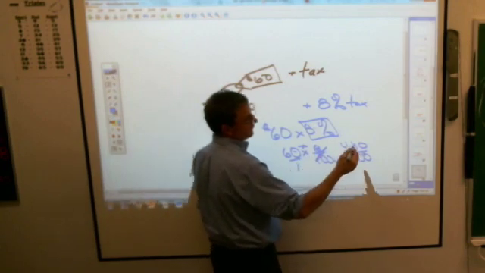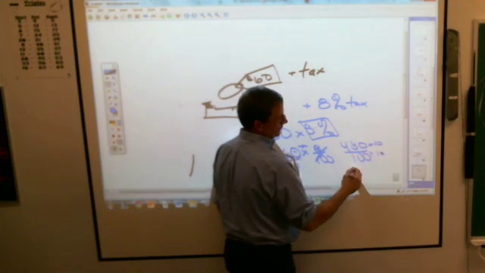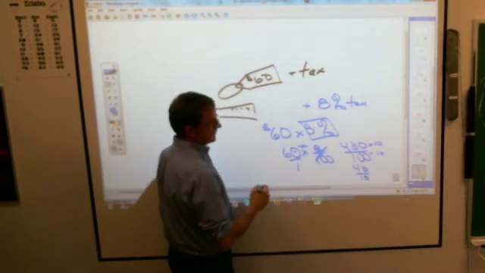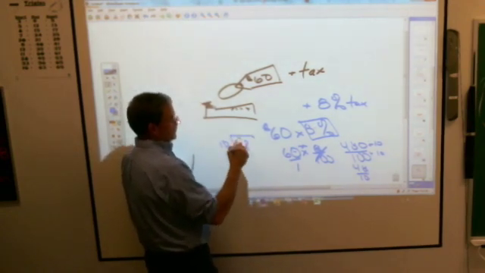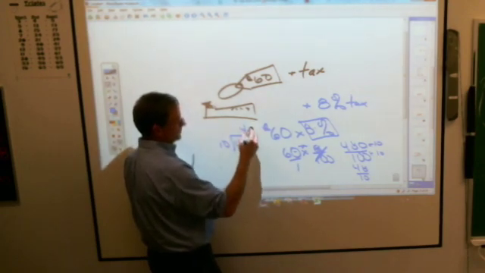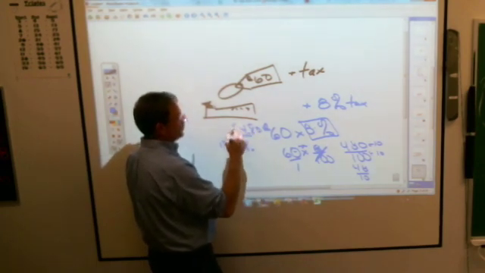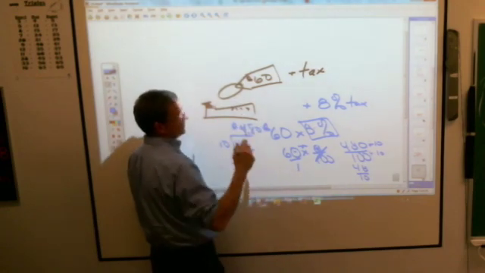Well, what if we reduce it first? What can I divide both of these by? 10, right? I get 48 over 10. How many times does 10 go into 48? Oh, what is it? 4. We're in dollars and cents here. You pay $4.80 in tax for your $60 pair of shoes.